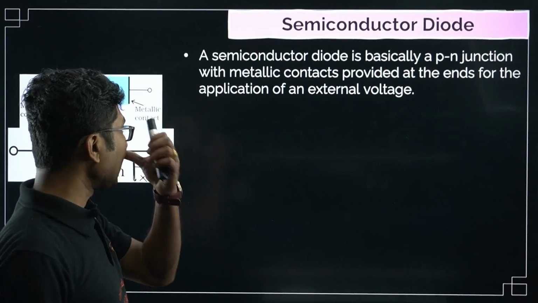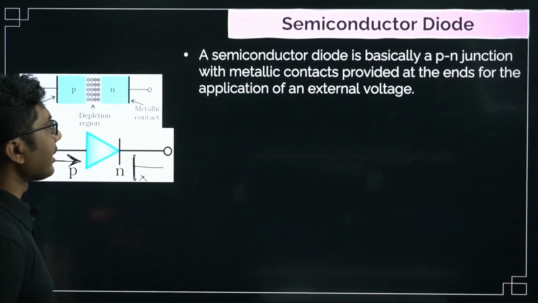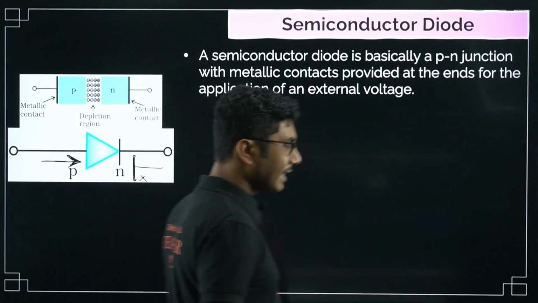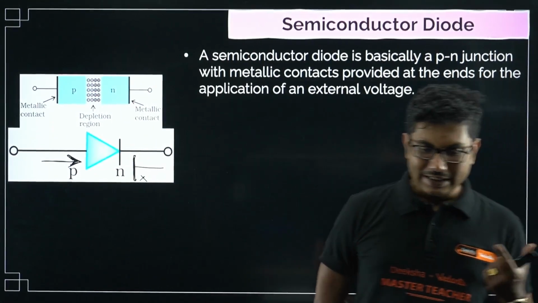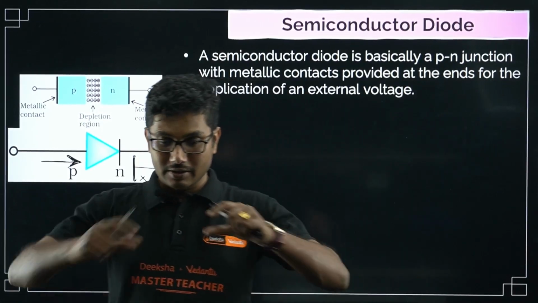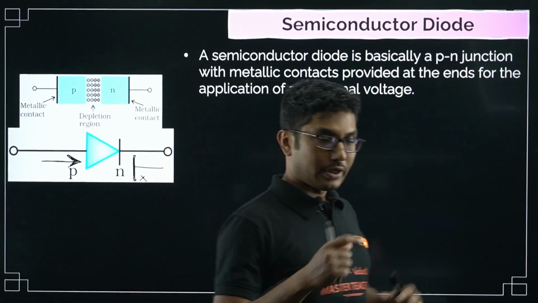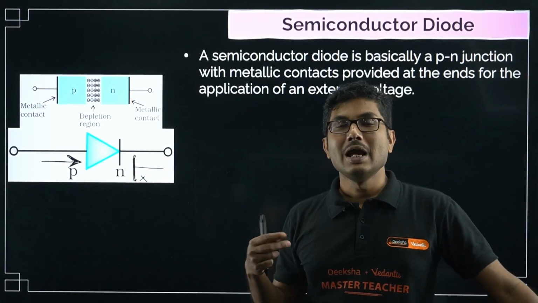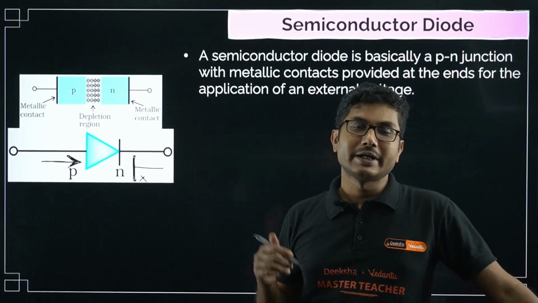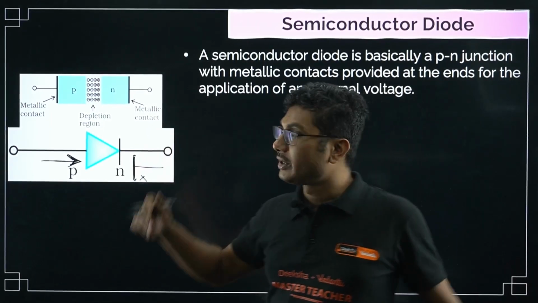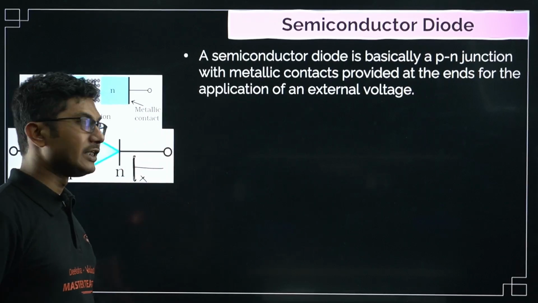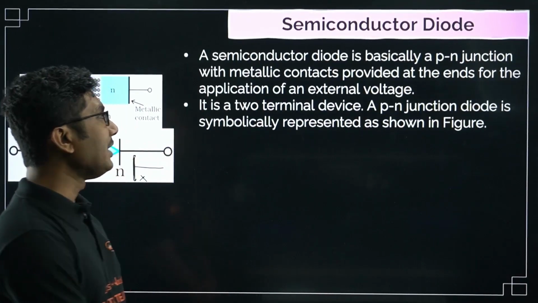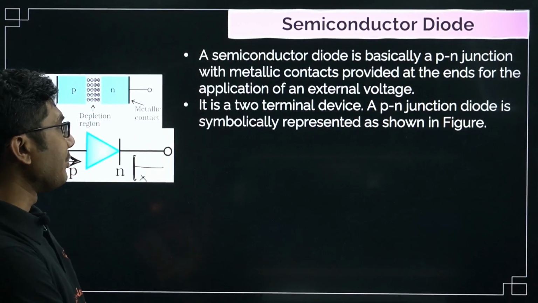A semiconductor diode is basically a PN junction with metallic contacts provided at the ends for the application of an external voltage. If you see an MCB circuit, what is MCB? Magnetic circuit board, where you have a lot of chips inserted and some gold linings. They are basically electrical contacts, and those contacts can connect to the PN junction diode or whatever electrical components are there. This is a two-terminal device. A PN junction diode is symbolically represented as shown in the figure.